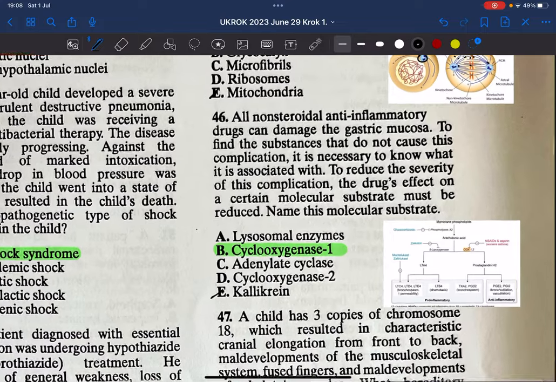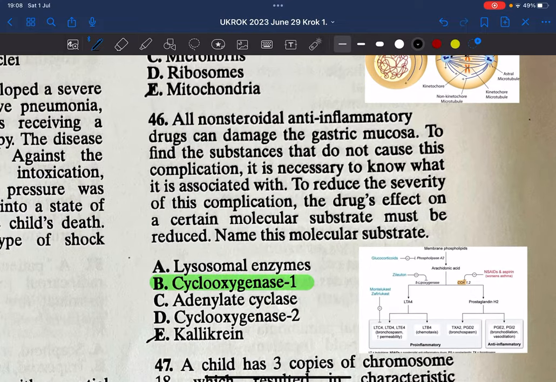Next, we have: all non-steroidal anti-inflammatory drugs can damage the gastric mucosa. To find the substances that don't cause this complication, it's necessary to know what it's associated with. To reduce the severity of this complication, they are referring to the damage to the gastric mucosa. We need to know what is the cause, what is the enzyme that causes damage to the gastric mucosa. So the drug's effect on a certain molecule must be reduced.